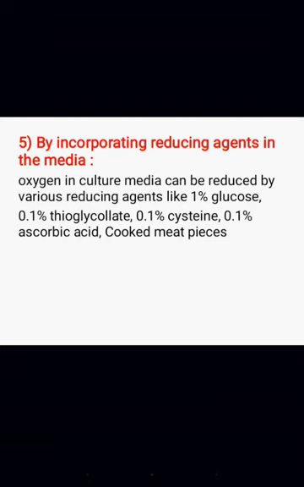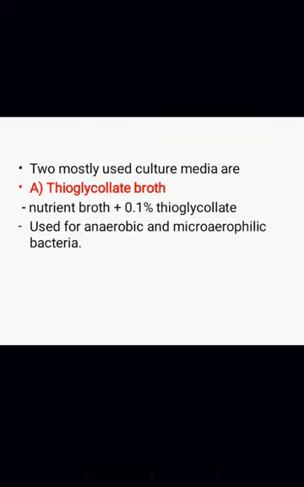We all know that all culture media contain dissolved oxygen. This dissolved oxygen in culture media can be reduced by various reducing agents like 1% glucose, 0.1% thioglycolate, 0.1% cysteine, 0.1% ascorbic acid, and cooked meat pieces. There are two culture media which are widely used. The first one is thioglycolate broth. It is nothing but nutrient broth containing 0.1% thioglycolate. This broth is used for anaerobic and microaerophilic bacteria.